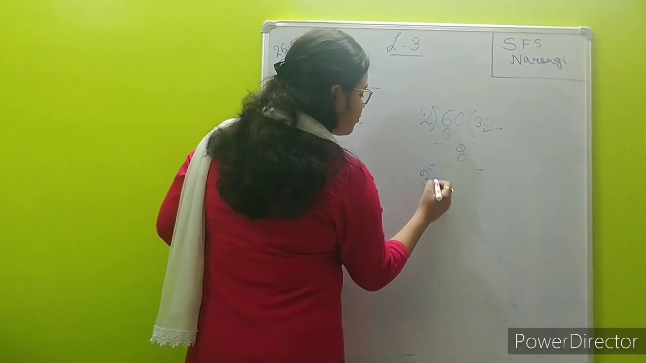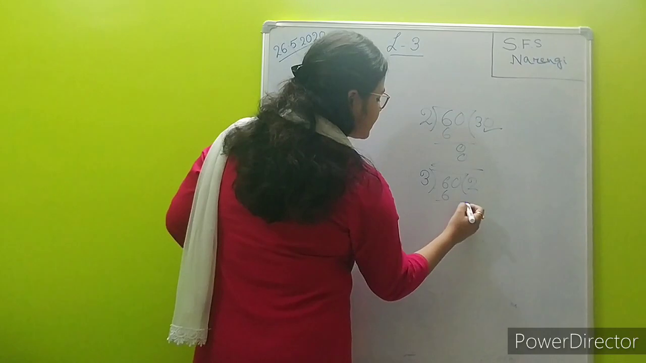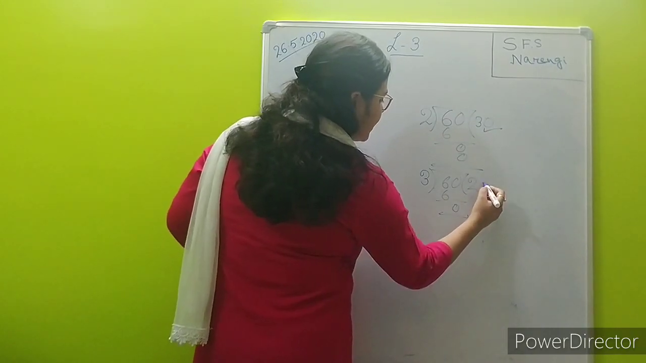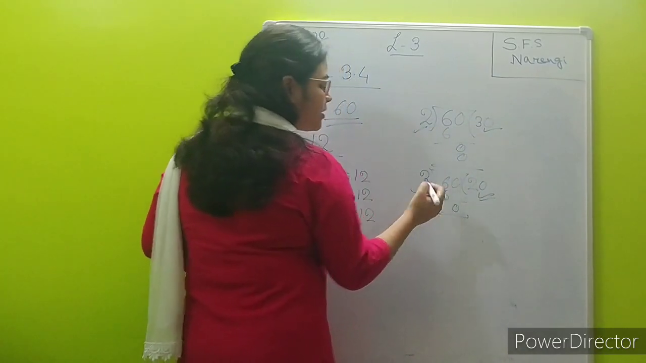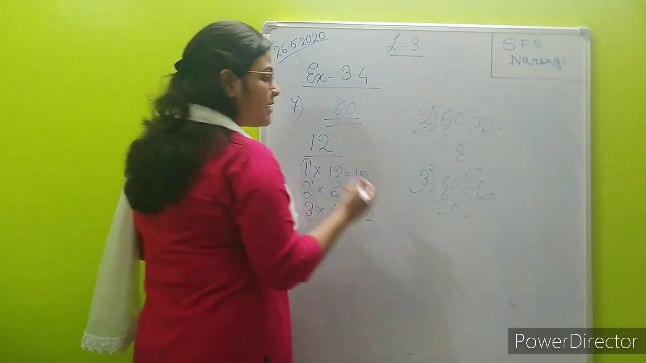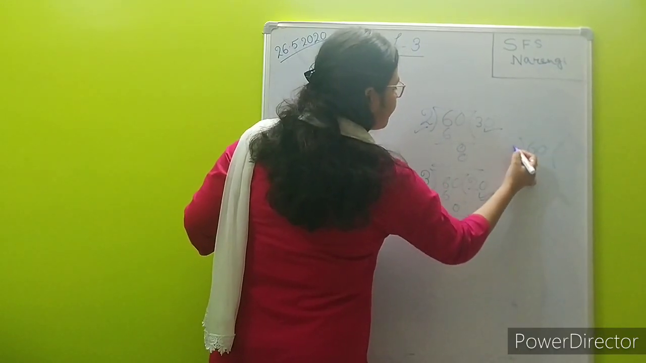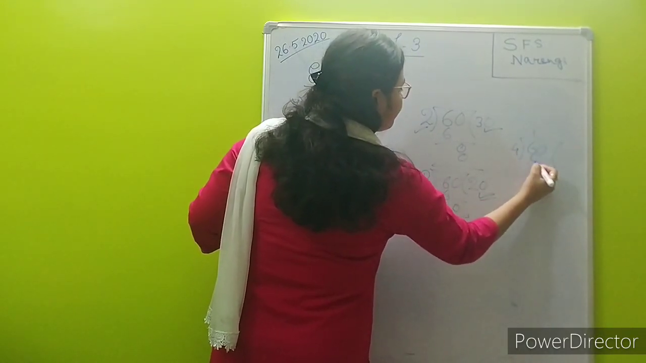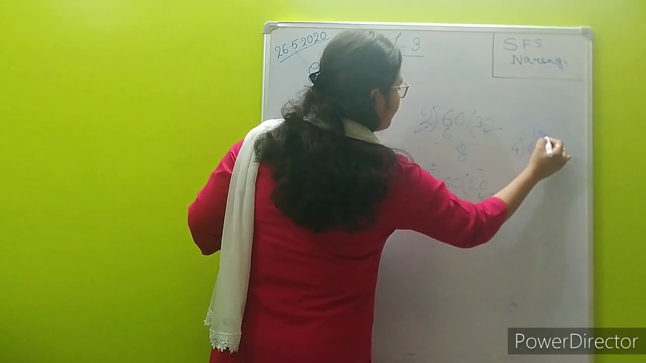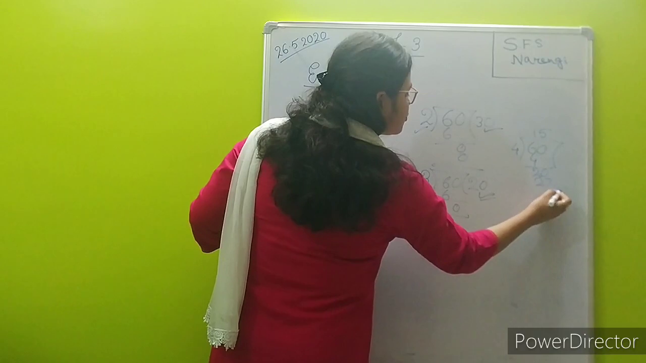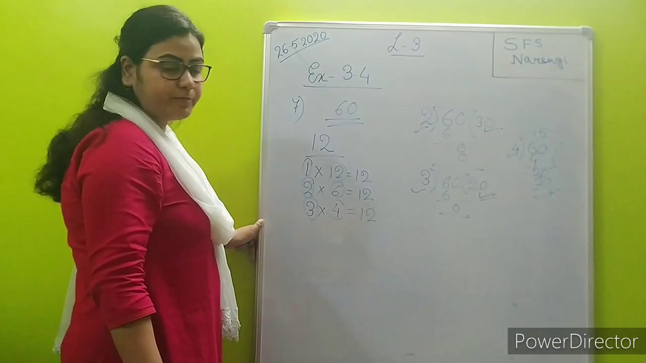Is it divisible by 3? 3 2s are 6, 0. Yes, so it is also divisible by 3. It is divisible by 2. It is divisible by 3. Is it divisible by 4? 60. 4 1s are 4. 2 carry 20. 4 5s are 20. So yes, it is also divisible by 4.